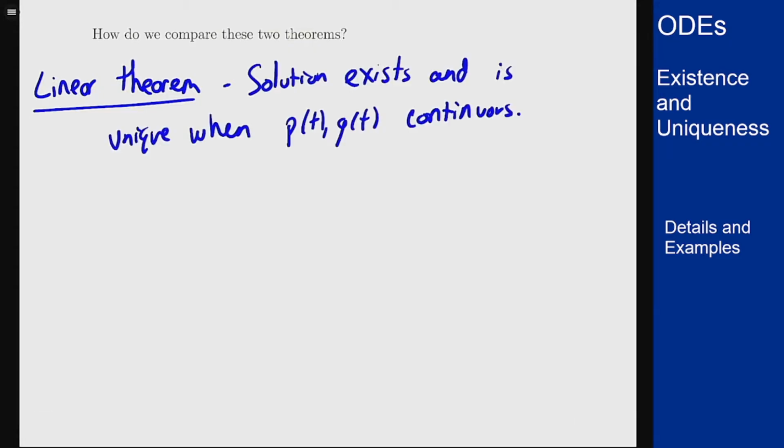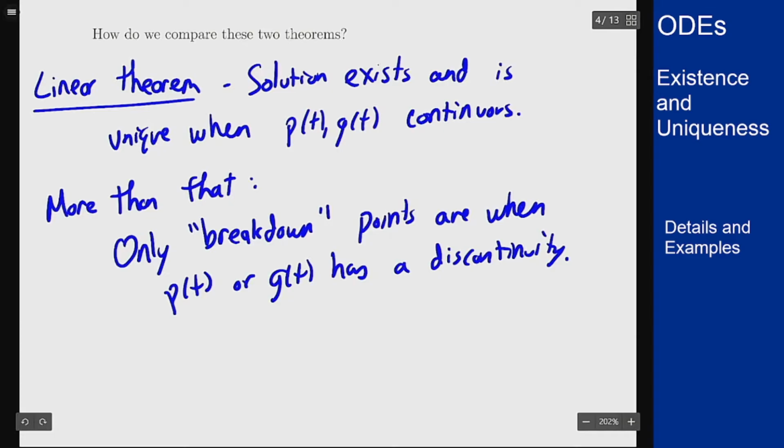The theorem actually goes beyond that. It says that the points where the solution can stop existing or stop being well-defined can only happen when either p or g has a discontinuity. This comes from the fact that linear equations have a well-defined solution method that always works no matter what. Even if it ends up writing the solution as an integral, it still has a formula that works, provided we have a linear equation.